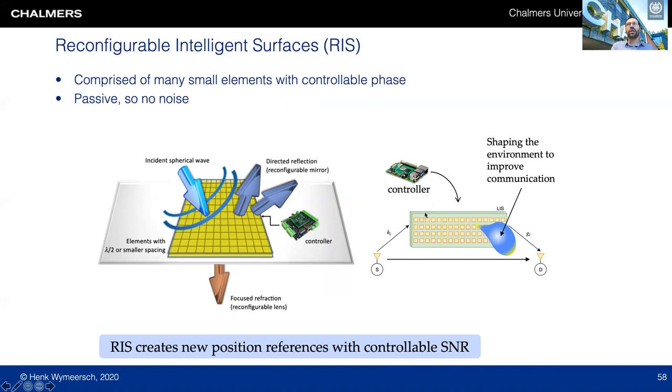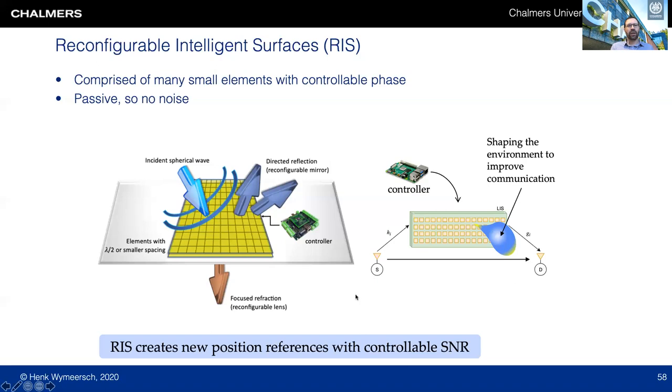it's something cheap to deploy, it has low power consumption, does not generate its own data, but it can be controlled to direct signals in a preferred direction. So for instance, if there's a source and a destination and the line of sight is blocked, you can still create a very strong signal from the intelligent surface to the destination. So you can shape the environment to improve communication. From the positioning point of view, it's very interesting because these intelligent surfaces are new position references with a controllable SNR, and you can also get new measurements from these surfaces. We'll talk about this in a little bit more detail later.